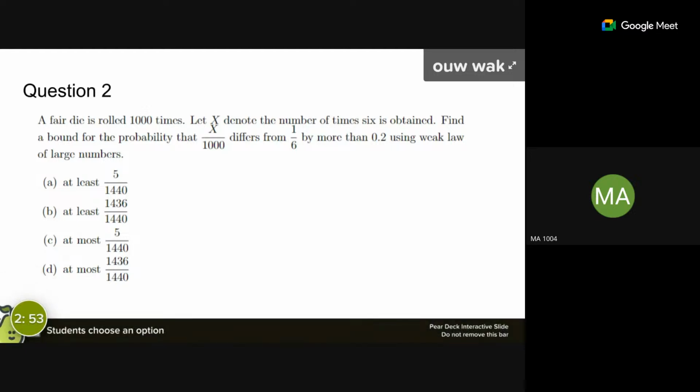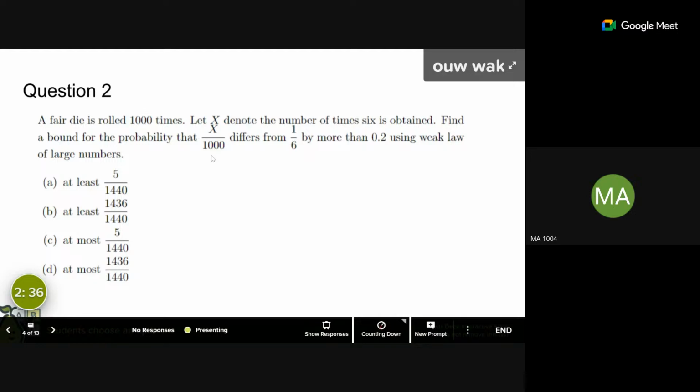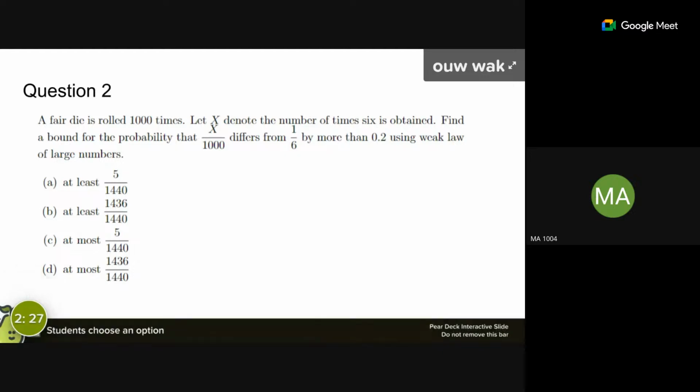So there is a fair die that you have rolled 1000 times, and you have denoted x as a random variable, which is denoting the number of times you got the 6. We are interested in finding the bound for the probability that x by 1000 differs from 1 by 6 by more than 0.2. So do you remember weak law of large numbers? First write the weak law of large numbers and think about what the terms are given here, and can you fit these terms there?